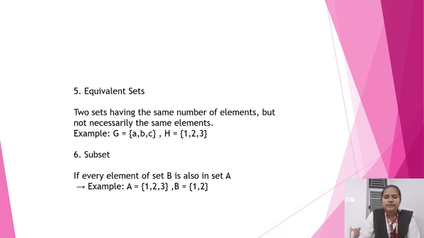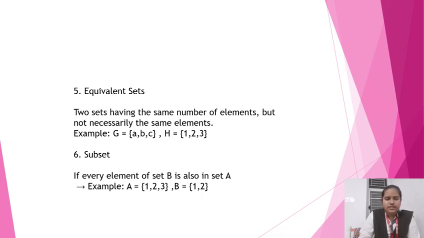Fifth one, equivalent sets. Two sets having the same number of elements but not necessarily the same elements. For example, G = {A, B, C} and H = {1, 2, 3}. Here set G and set H contain 3 elements only but not the same elements. So they are called equivalent sets. This is about equivalent sets.